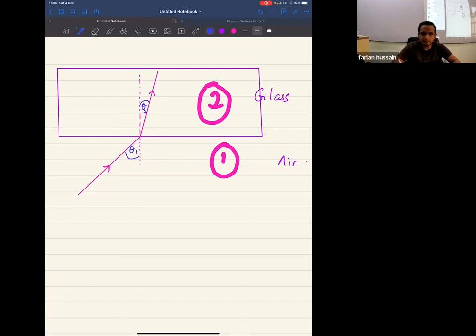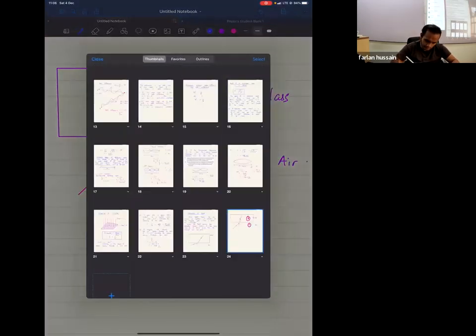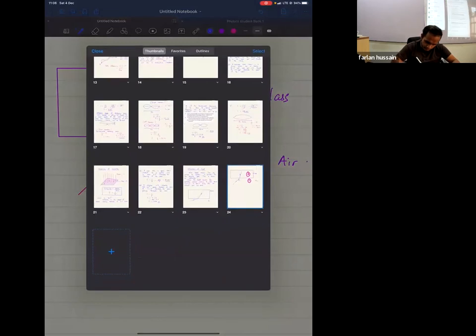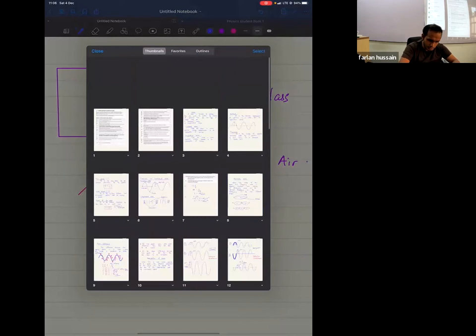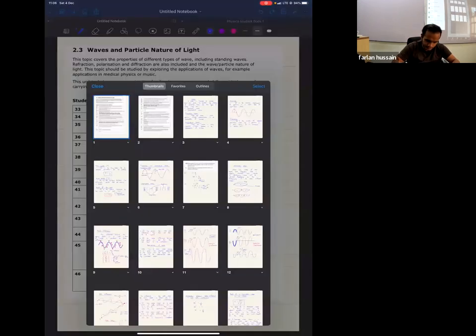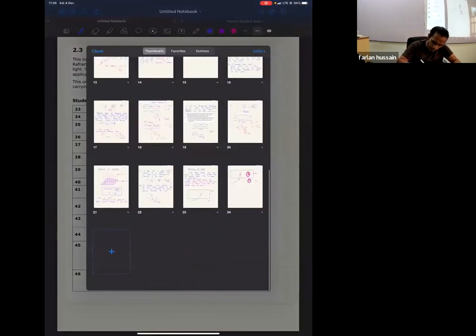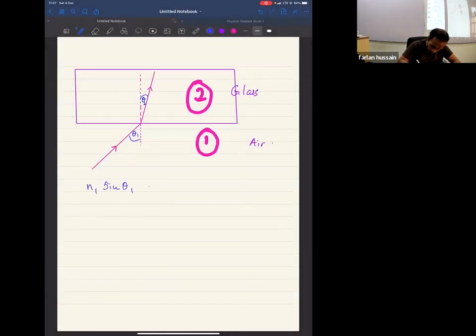Then there is a relationship between these. This is the relationship given: n1 into sine theta 1 equals n2 into sine theta 2.